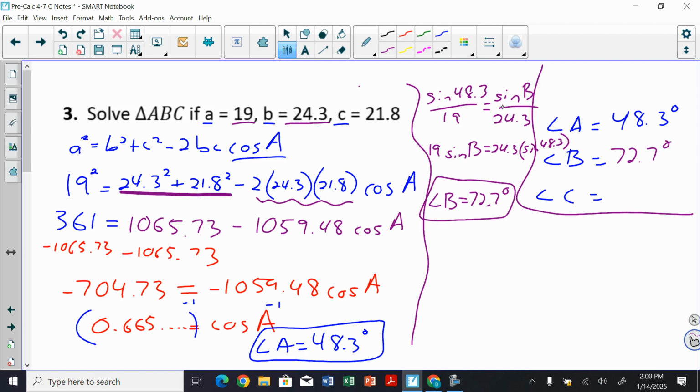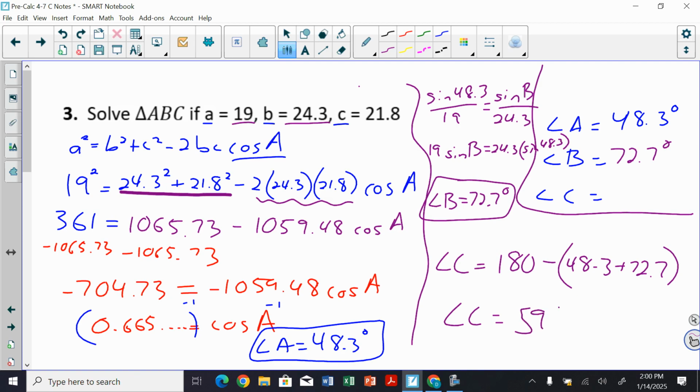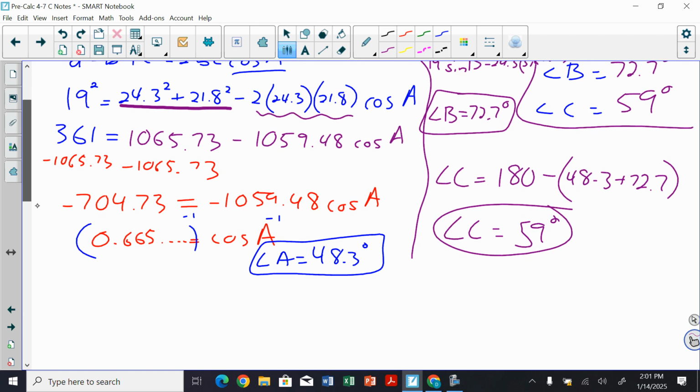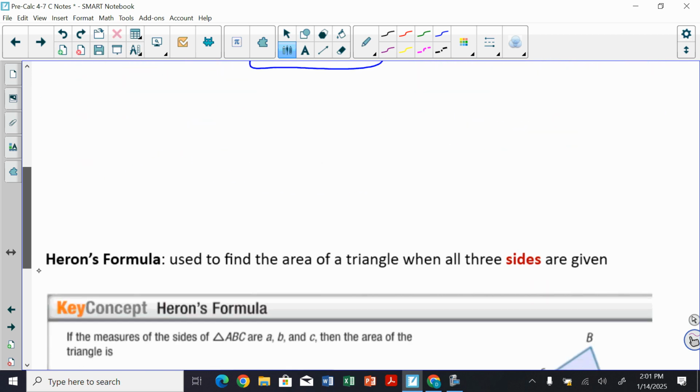All right. And now I could find angle C by just using the 180 property, taking 180 and subtracting the other two angles. And you'll end up getting angle C equal to 59 degrees. And so I have all three angles here. All three sides were given, so I have solved the triangle. Those are the ones that usually take the longest time, as you know from law of sines.